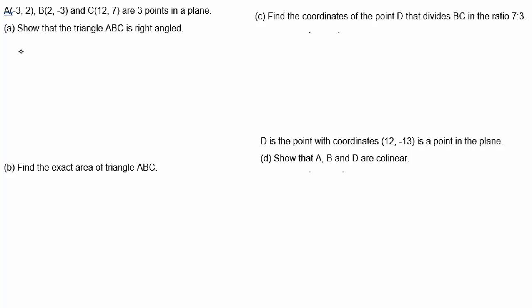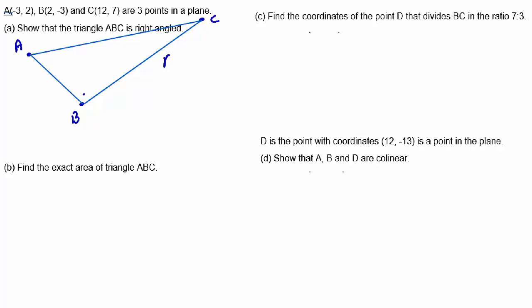So if I say that A is (-3, 2), and I draw A here, B is going to be at (2, -3), so that's 5 across and 5 down, so that's going to be just here. And C is at (12, 7), so that's going to be 10 across and 10 up. And so, without drawing it completely accurately, I think that I have a reasonable chance of seeing there that if there's a right angle, it's going to be this one just here.